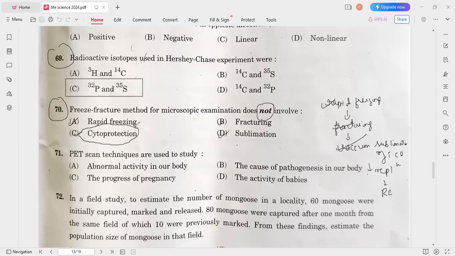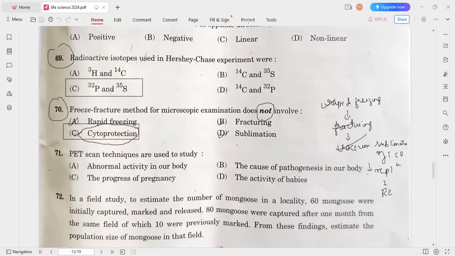no question of cytoprotection, because cytoprotection is a process by which chemical compounds provide protection of cells against harmful agents. That's what is called cytoprotection, protection of the cells against harmful chemical agents. So here cytoprotection is eliminated from this freeze fracture method. That's why option C, cytoprotection, is the correct answer for question number 70.